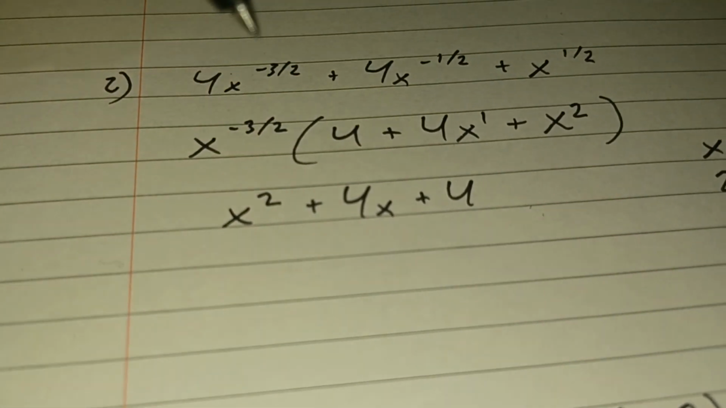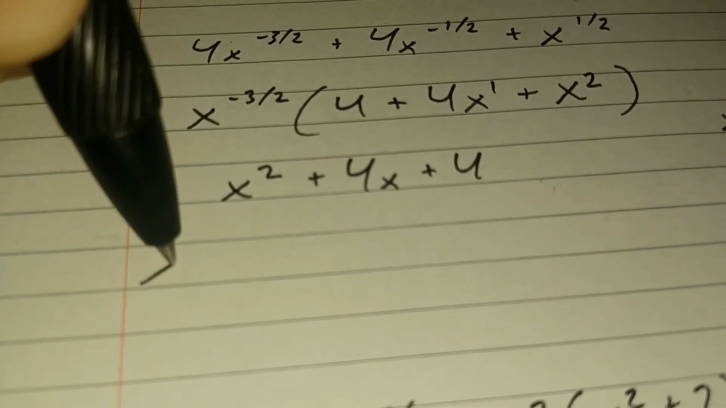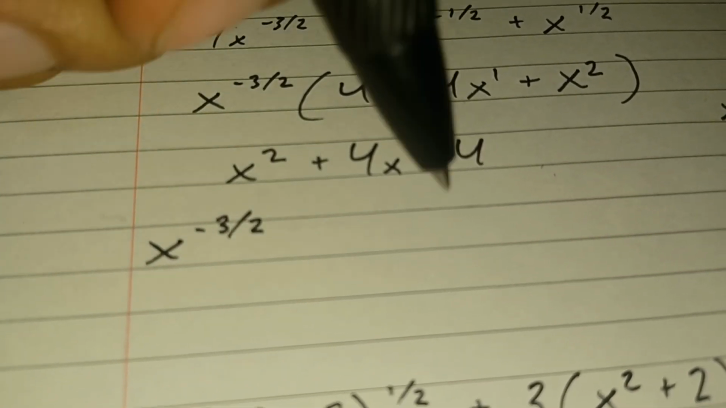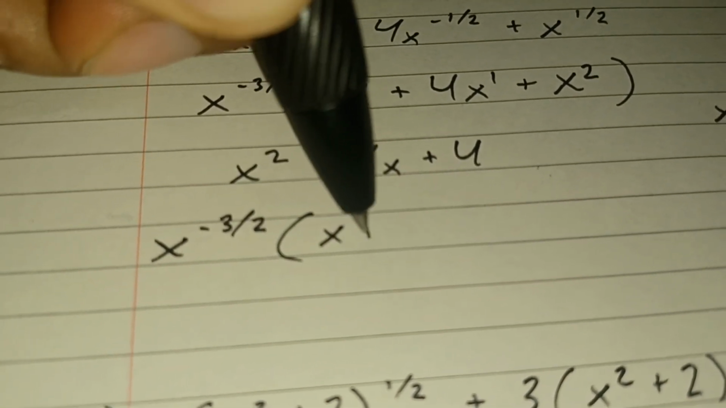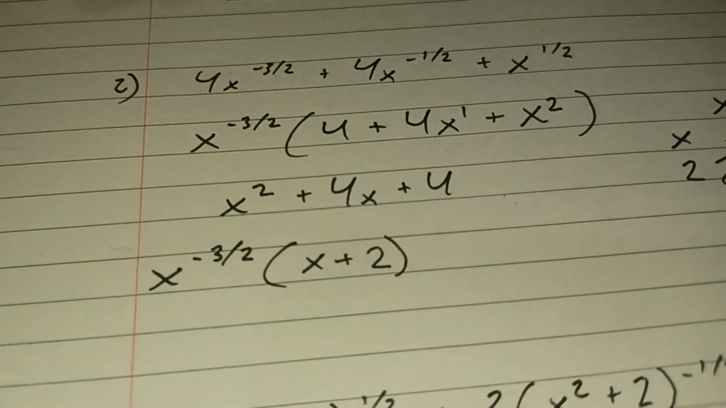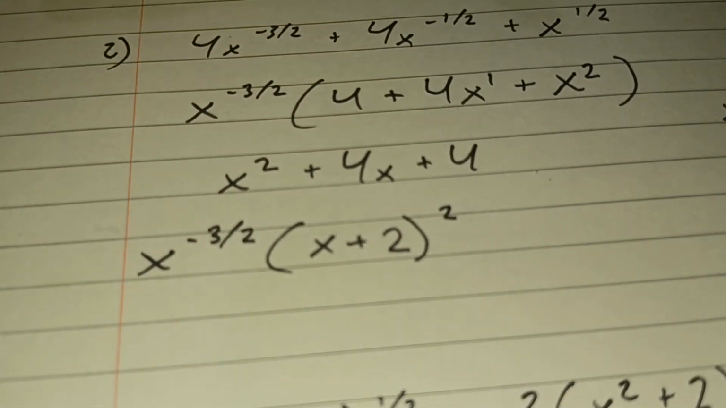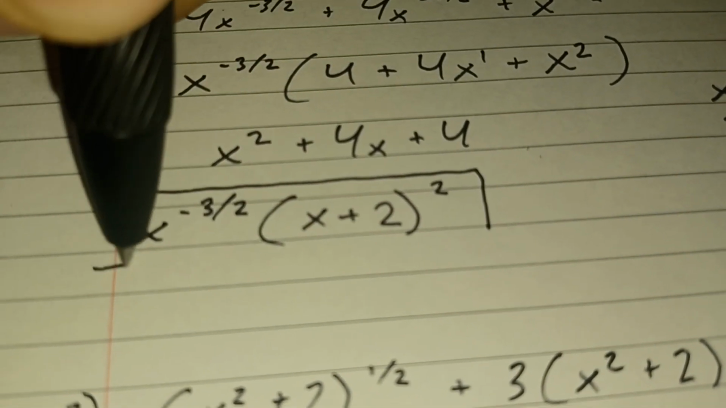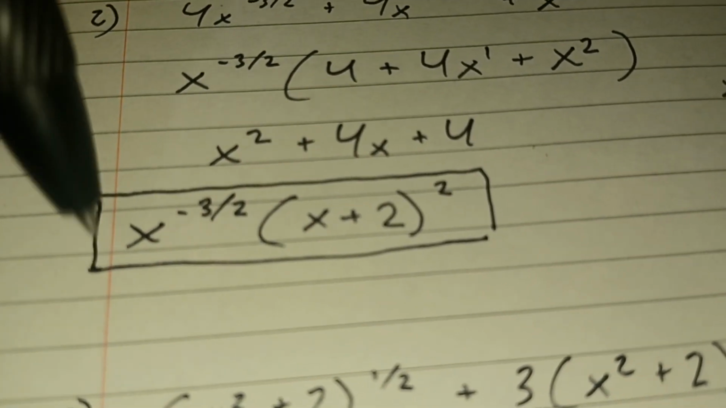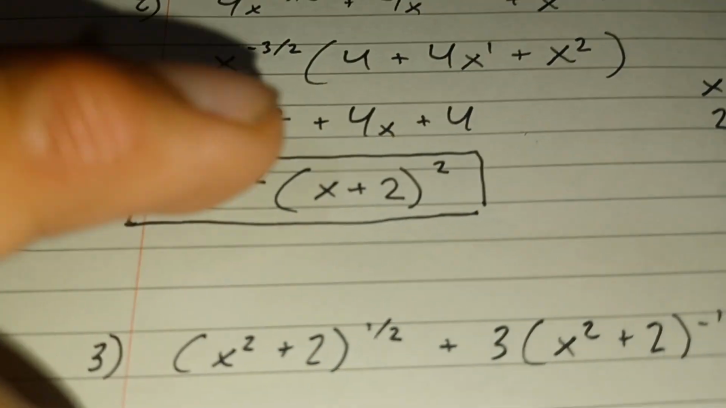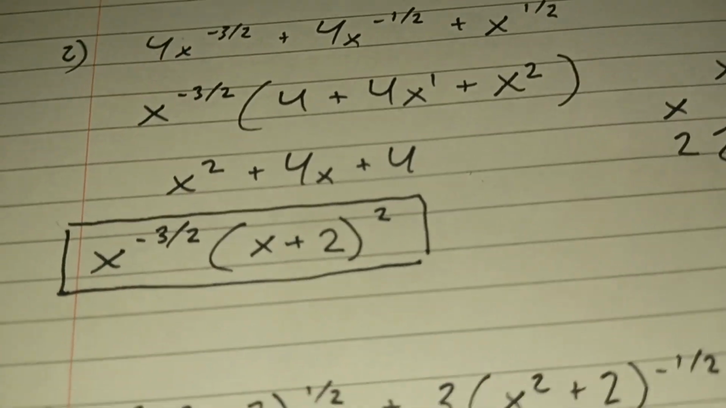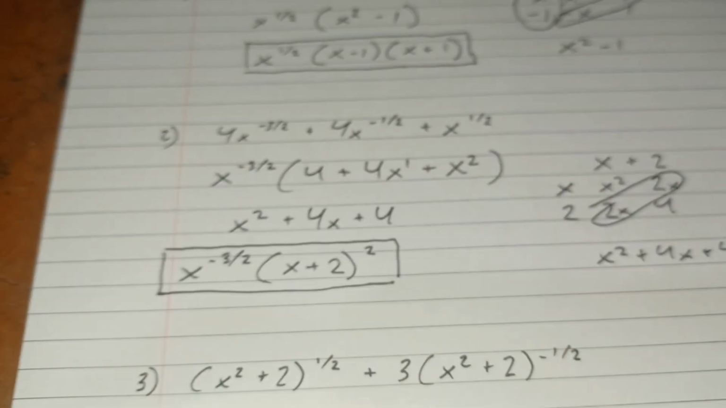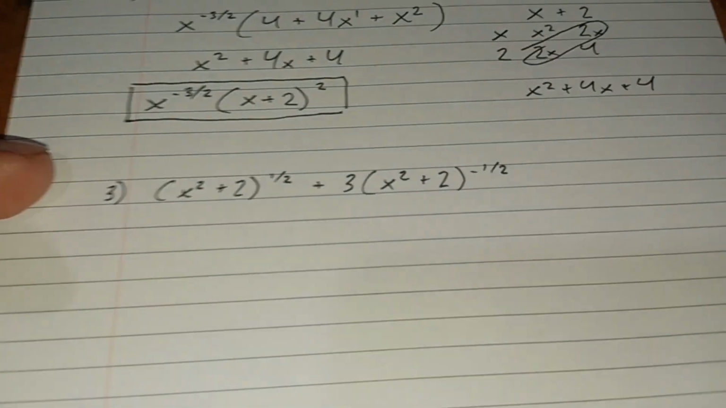So now we have, let's bring this down, x to the negative 3 halves power times x plus 2 squared. And that's about as much as we can factor this one out. So that's how we do this one. If we multiply this one by this, we're going to get that. So yeah, that's how you do number 2. Let's go on to the last one. We have number 3.